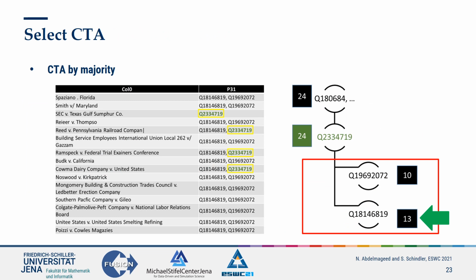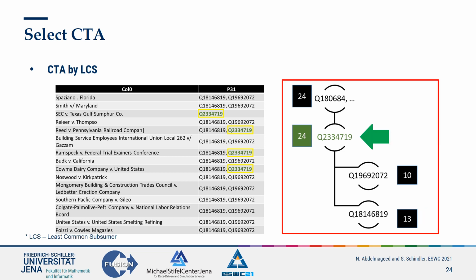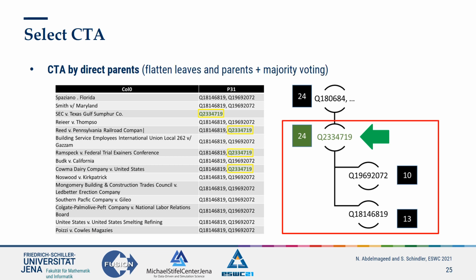CTA by majority is applied for the leaves of the hierarchy of the types. The retrieved types are treated equally, and only votes affect the solution. CTA by LCS applies the least common subsumer algorithm for the entire hierarchy. The solution goes for the lowest node with the highest coverage or vote. Lastly, CTA bidirect parents flatten the leaves with one level up and applies a majority vote as well.